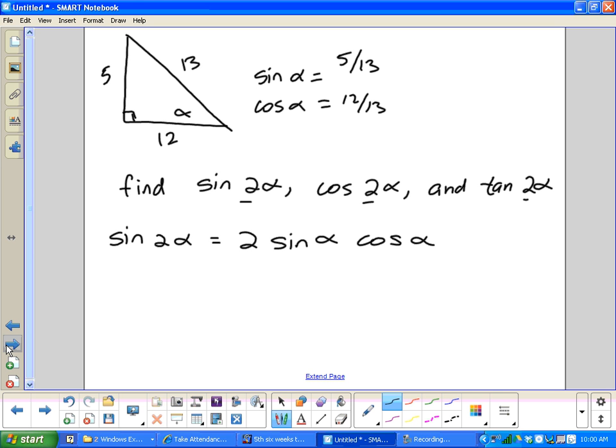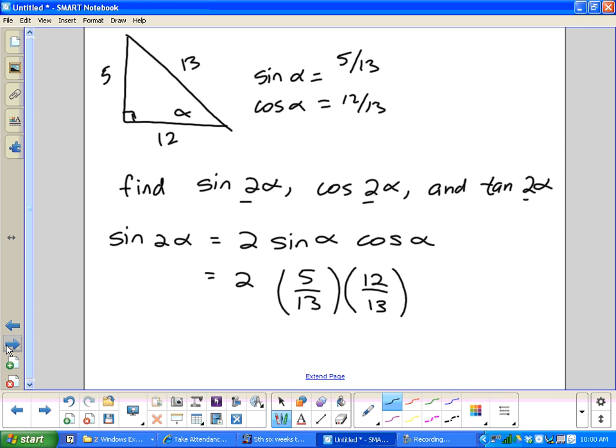And really, it's a lot like those sum and difference formulas. You just fill them in. Okay, so we got 2 times, what we said earlier was sine alpha, 5 over 13. And then the cosine's 12 over 13. Okay, now, some people have trouble with multiplying the fractions.